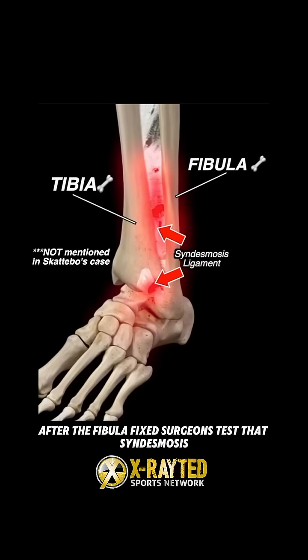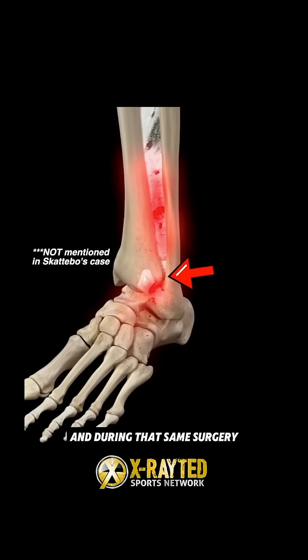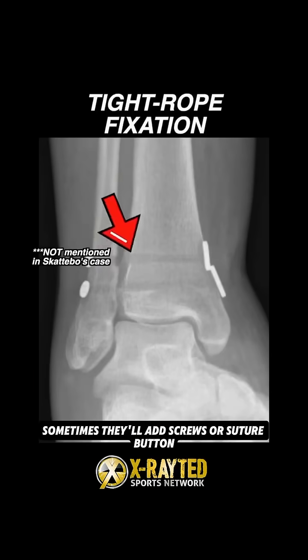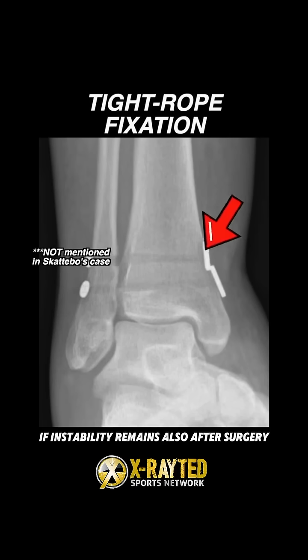After the fibula is fixed, surgeons test that syndesmosis, and during that same surgery, sometimes they'll add screws or a suture button, also known as a tight rope, if instability remains.